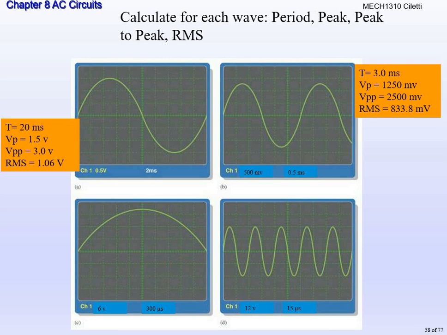So what did we calculate? T is 3 milliseconds. The peak voltage is 1250 millivolts. Then I take that times 2 to get VPP. And then RMS is 0.707 times 1250. So hopefully you guys can read this. All right, let's do the bottom left-hand one together.